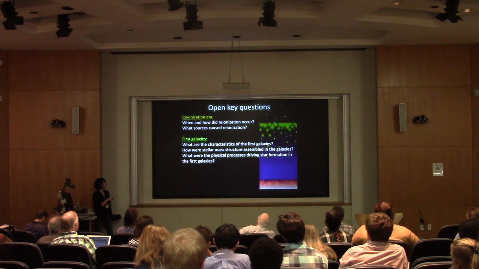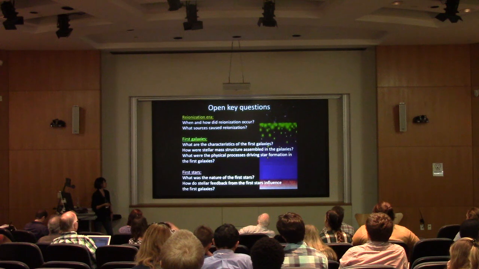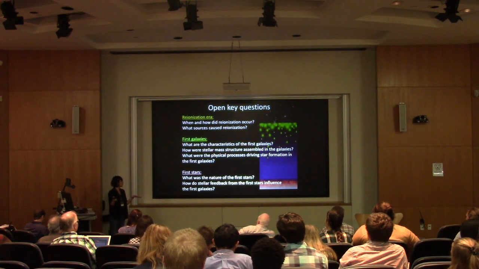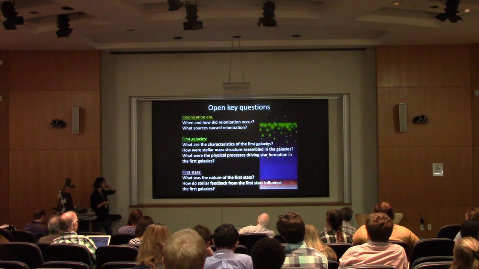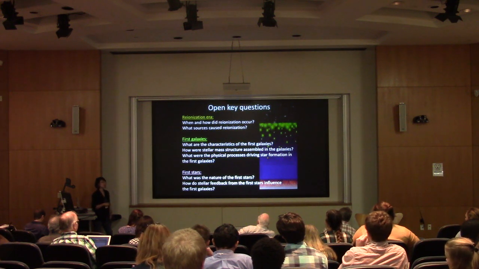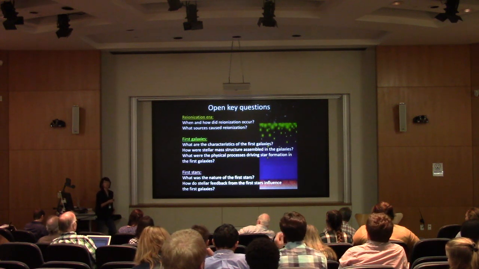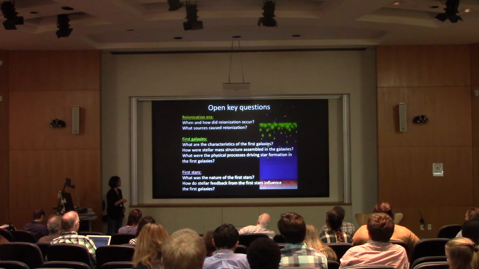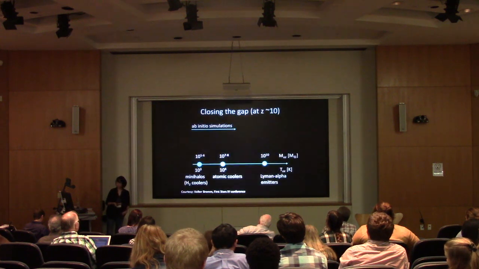And to know the characteristics of the first galaxies, we have to know the first stars, because the first galaxies were formed in initial conditions that were shaped by the first stars. Especially we have to understand how stellar feedback from the first stars influences the first galaxies. All these questions in the early universe are connected, so we have to know the first galaxies and first stars to understand the reionization.